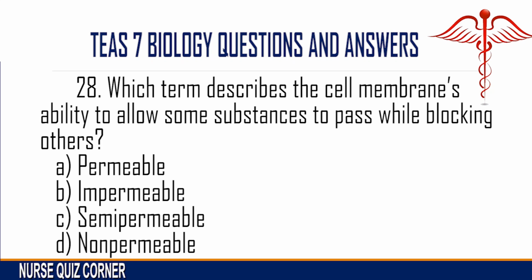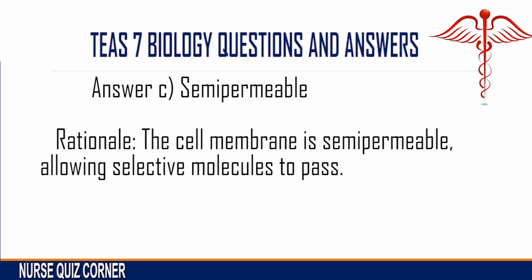28. Which term describes the cell membrane's ability to allow some substances to pass while blocking others? A. Permeable. B. Impermeable. C. Semipermeable. D. Non-permeable. Answer: C. Semipermeable. Rationale: the cell membrane is semipermeable, allowing selective molecules to pass.